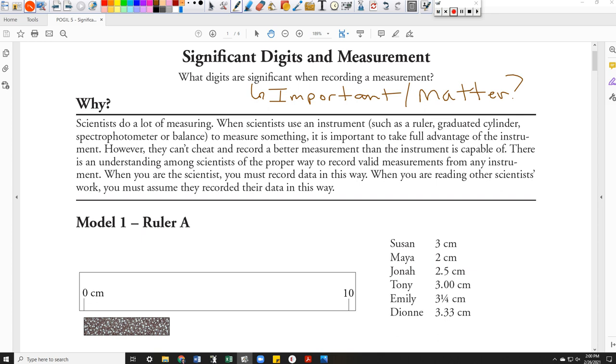Okay? So scientists do a lot of measuring. When scientists use an instrument, such as a ruler, graduated cylinder, circle that word right there, a spectrophotometer. Okay? Here's what this measures, and we're going to get to this in a few units.